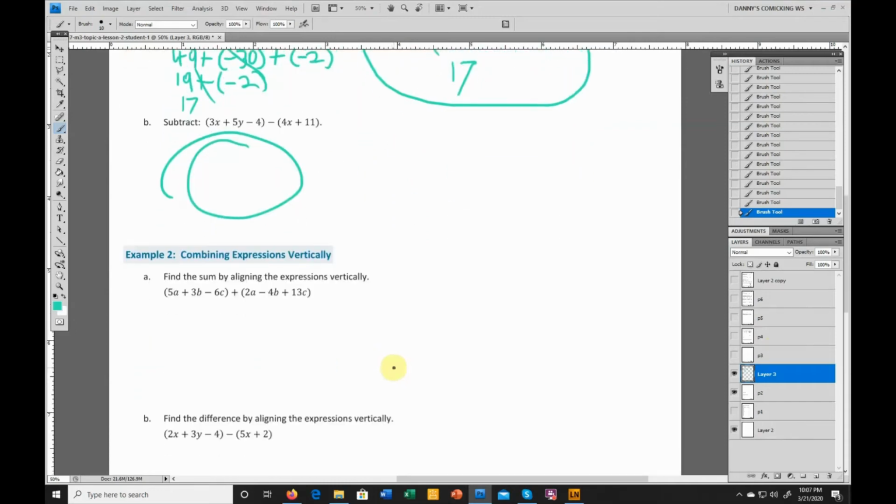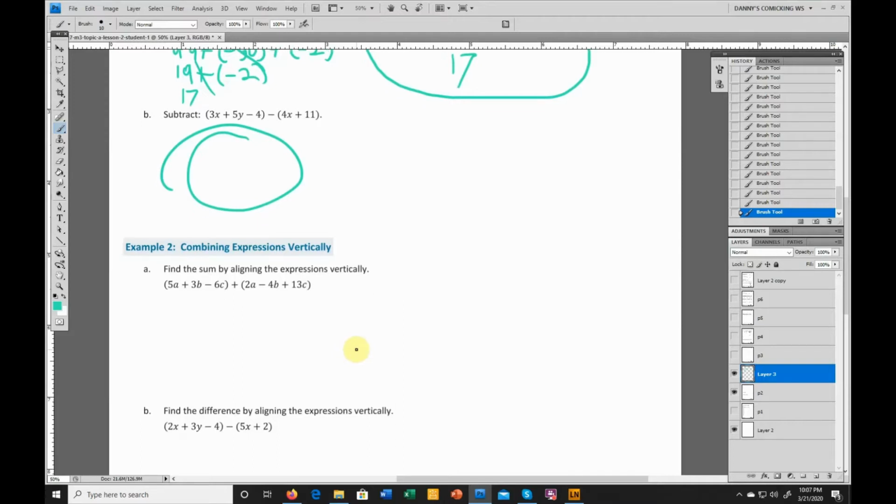So example 2, we're going to be combining expressions vertically. Any order, any grouping allows us to write sums and differences as vertical math problems. If we want to combine expressions vertically, we can align their like terms vertically. So A says, find the sum by aligning, which means lining up, the expressions vertically.